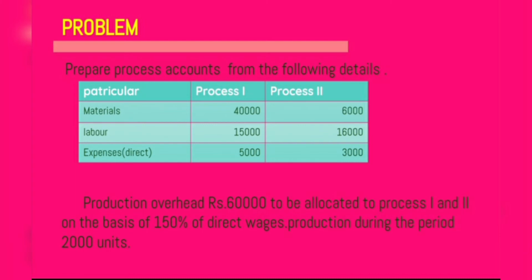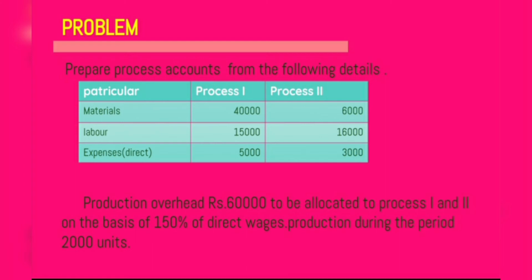Let's see one problem under process account. There are two processes. In process 1, there are 3 pieces of information, and in process 2, there are 3 pieces of information. Materials: 40,000 in process 1 and 6,000 in process 2. Labor: 15,000 in process 1, 16,000 in process 2. Direct expenses: 5,000 in process 1, 3,000 in process 2.